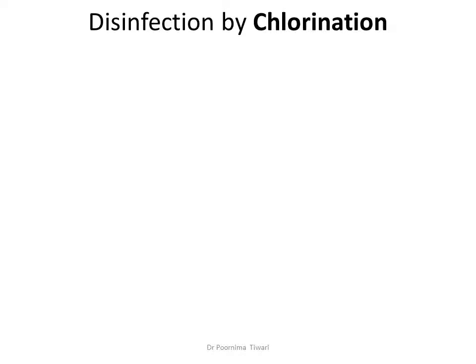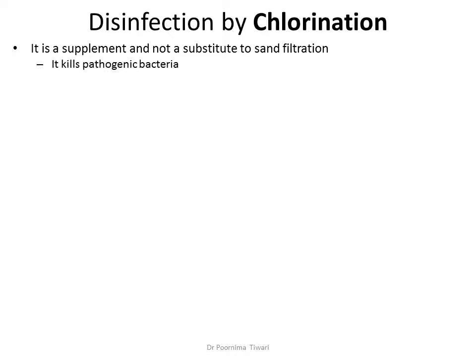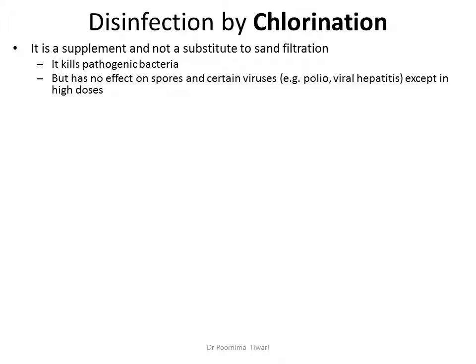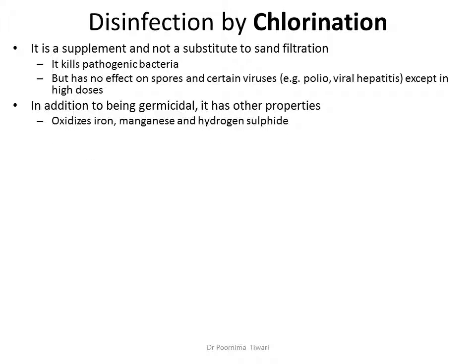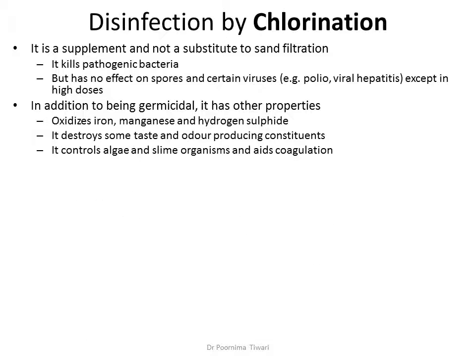Disinfection by chlorination. Chlorination is a supplement and not a substitute to sand filtration. Chlorine kills pathogenic bacteria but has no effect on spores and certain viruses like polio and viral hepatitis viruses except in high doses. In addition to being germicidal, it has other properties. It oxidizes iron, manganese and hydrogen sulfide. It destroys some taste and odor producing constituents. It controls algae and other slime organisms.